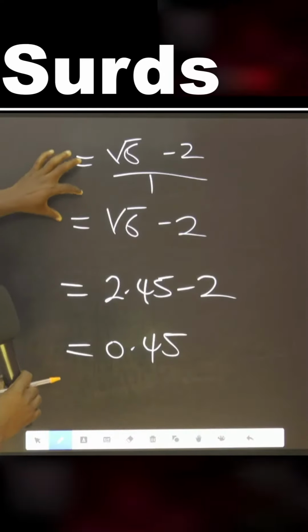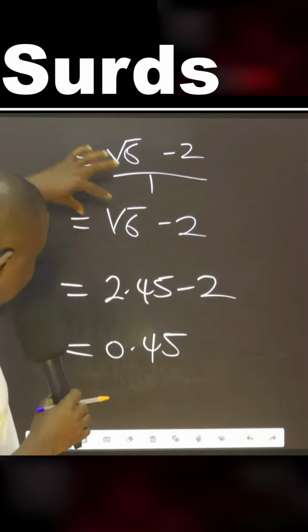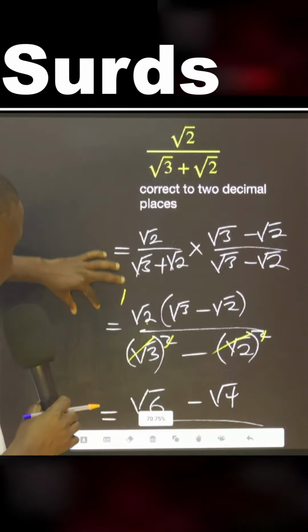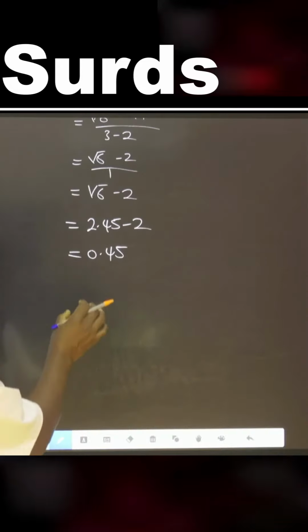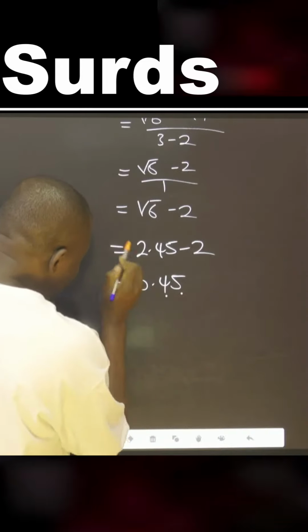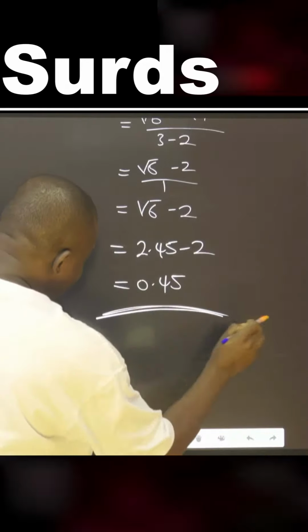The question says what? In how many decimal places? In 2 decimal places. Are we there? We are there because if you count 1, 2 after the decimal, it means this is the answer.